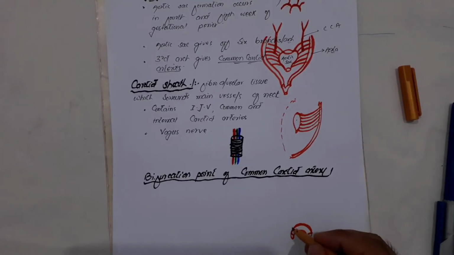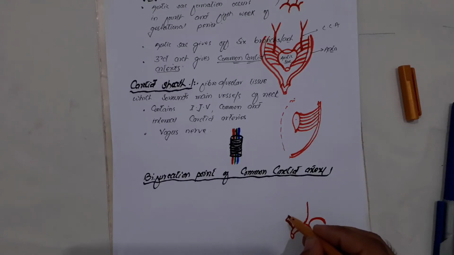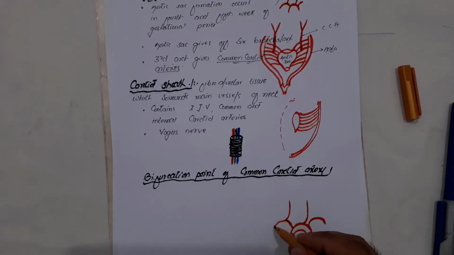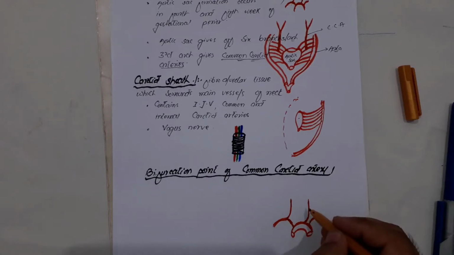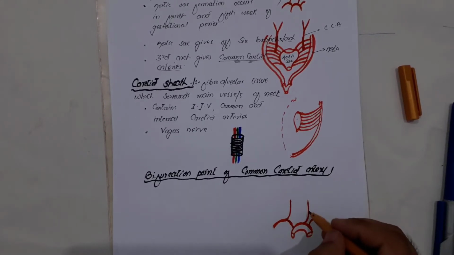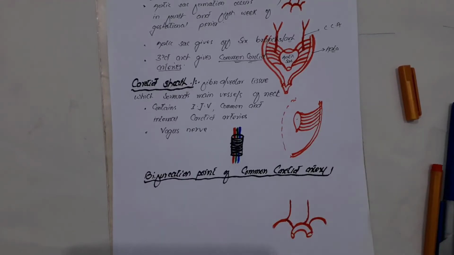So from this aortic arch there is a branch, and this branch is called the brachiocephalic artery. Then here is a branch, and this branch is called the left subclavian artery. And then here is a branch, and this branch is called the left common carotid artery. When the brachiocephalic artery moves forward, it gives a branch, and this branch is called the right common carotid artery, and then the right subclavian artery. We are not going to discuss that. Our aim is to show the bifurcation point of this common carotid artery. This is the left common carotid artery, this is the right common carotid artery.